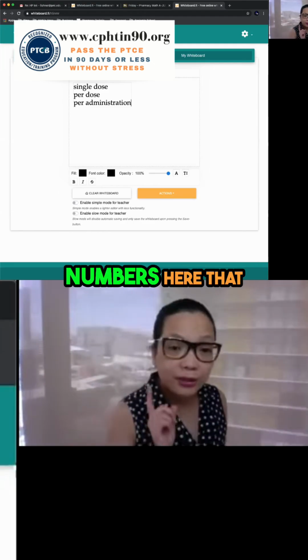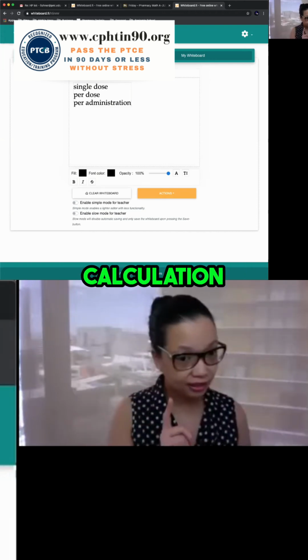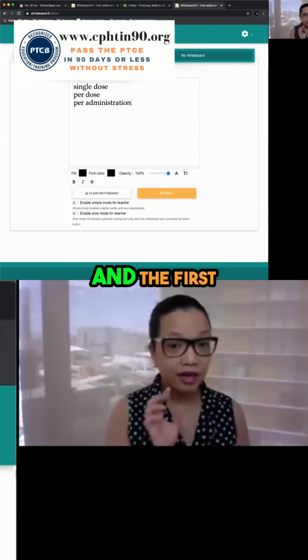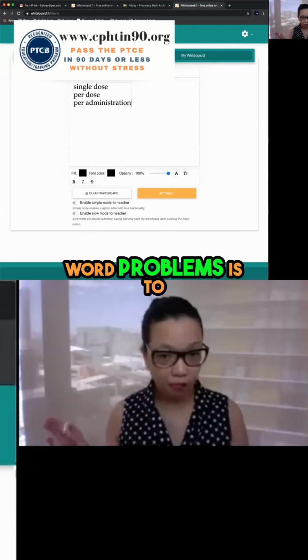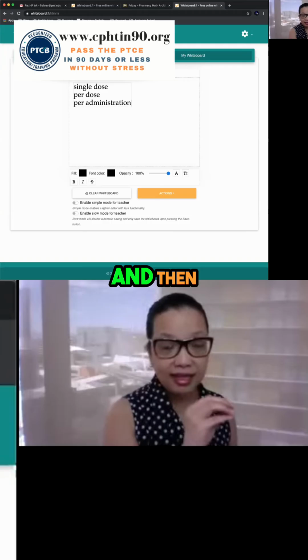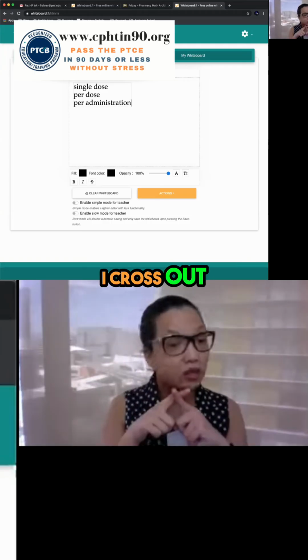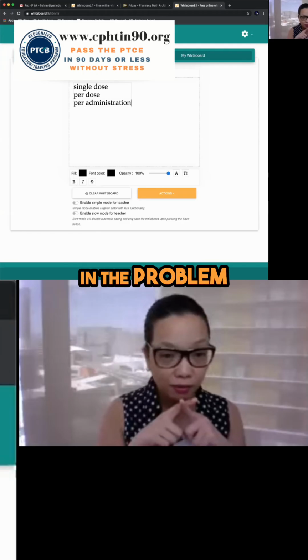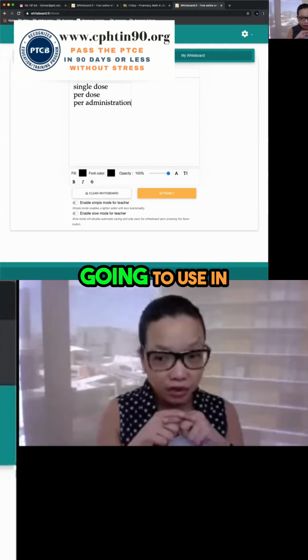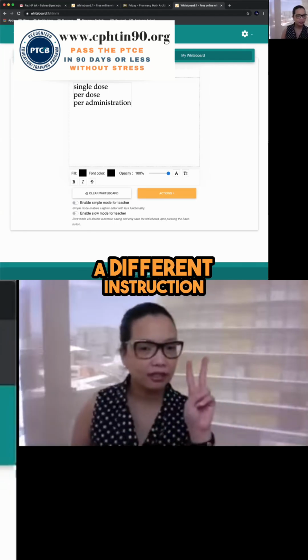So there are numbers here that aren't necessary in the calculation. Take note of that, okay? And the first step to solving word problems is figuring out what numbers are necessary. And then what I do, if it's a paper test, I cross out the ones that I will not use in the problem. I encircle the ones I'm going to use in the problem. That's your first page. Second page has a different instruction.